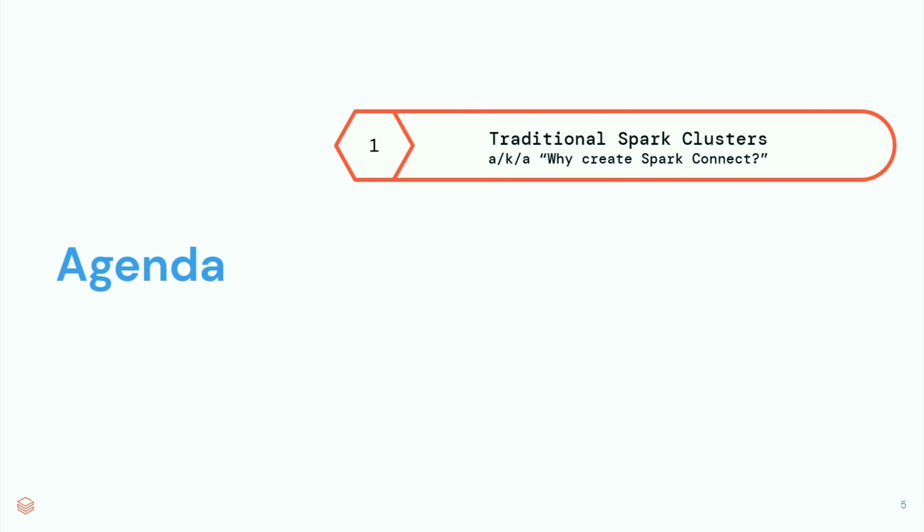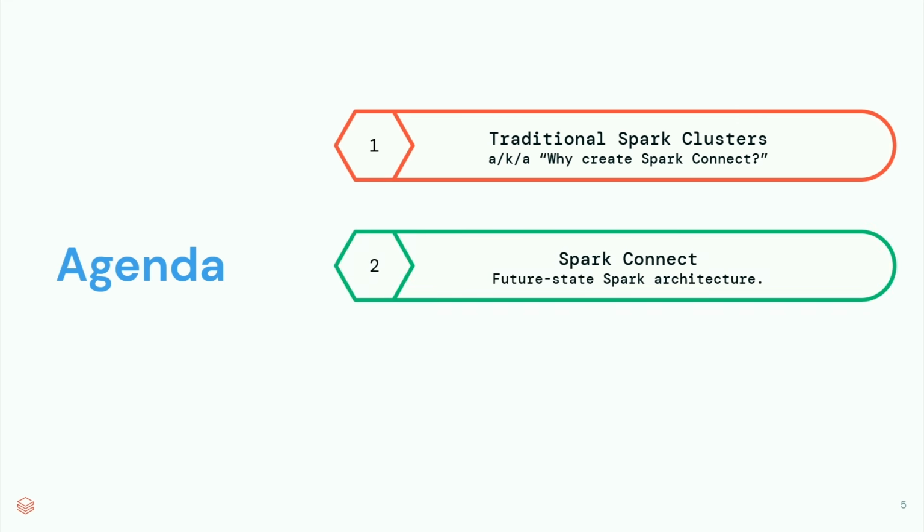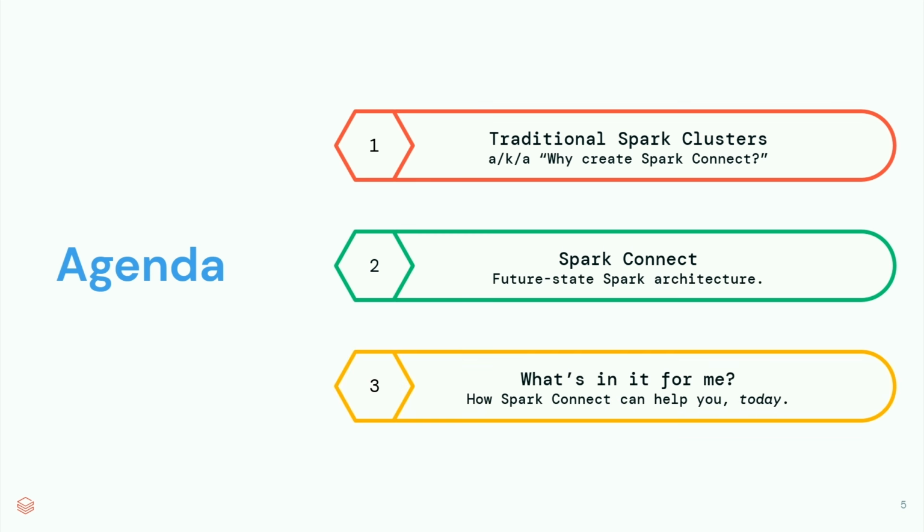So we're going to do a few things today. We're going to look at traditional Spark clusters. This is what led to Spark Connect in the first place. Why did we start thinking about this problem? 2, we'll dig in under the covers a little bit. What is Spark Connect? How does it work? What use cases might it be good for? And then 3, it's really the what's in it for me. It's making it real and trying to tie in real life use cases, how you might use Spark Connect in use cases that you already have. Or if you don't have any, thinking about Spark Connect for use cases that you might have in the future.